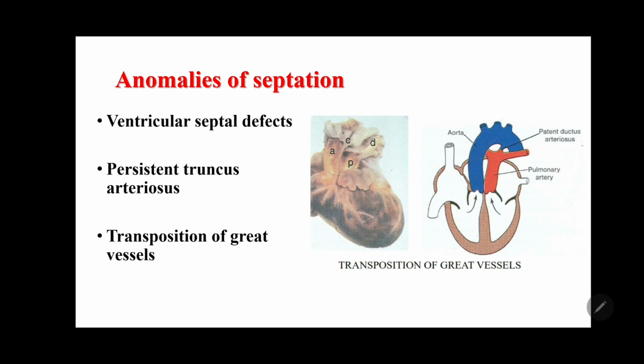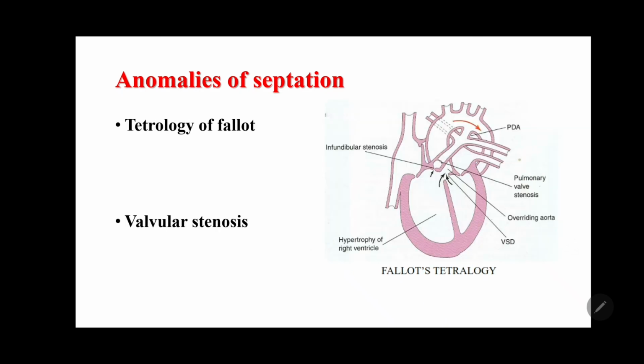And transposition of the great vessels is due to anomalies in the formation of the spiral septum. So instead of the pulmonary trunk opening into the right ventricle, it opens into the left ventricle. The aorta, instead of opening into the left ventricle, opens into the right ventricle. It happens due to deficient migration of cardiac neural crest cells, and also due to anomalies in the elongation of the secondary heart field by the deficient contribution of mesenchymal cells. So this is how the congenital anomalies result.